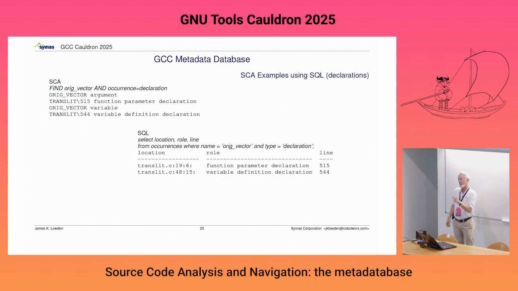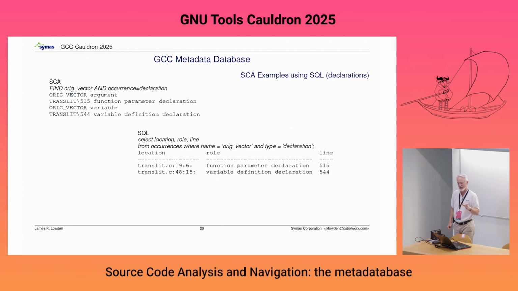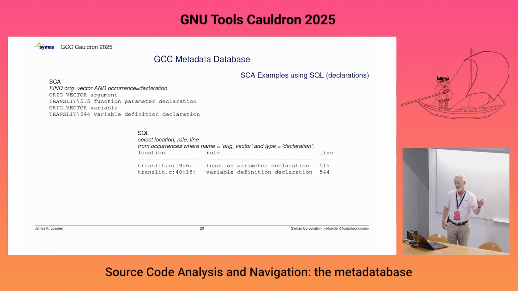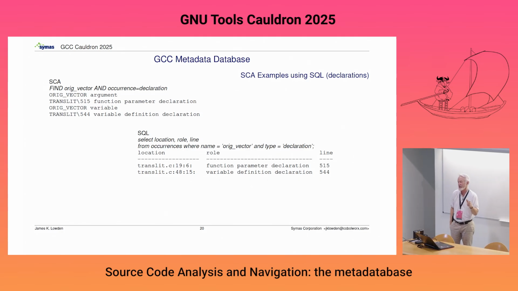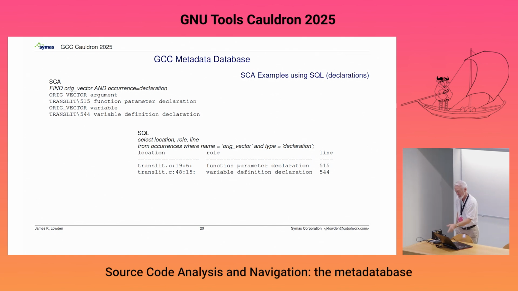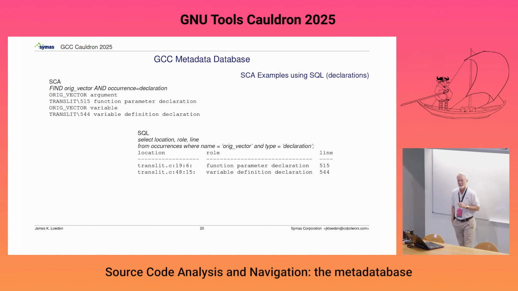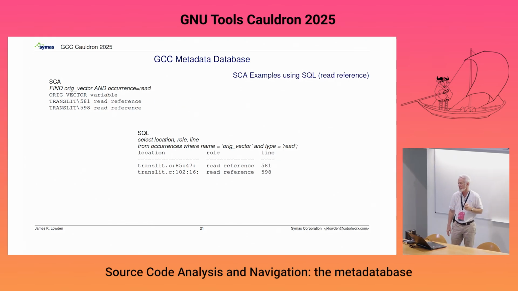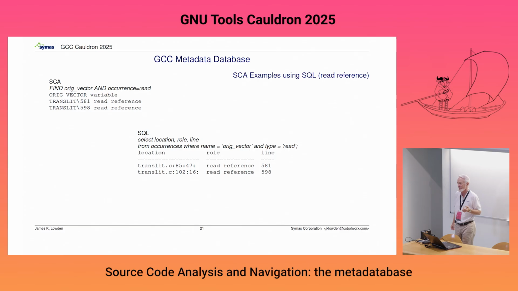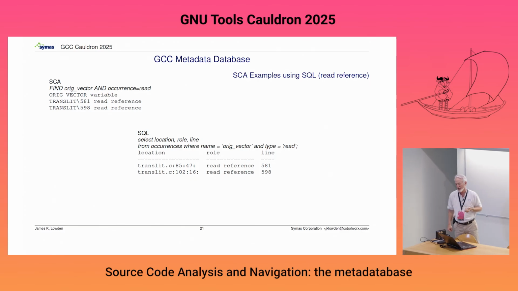So now we can constrain the question that we asked earlier. Instead of all of the occurrences of rig vector, can we find just the ones that are declarations? Indeed, we can. And how do we do that? We say where the type is the declaration. Can we constrain just the read references? Again, yes, we can. How do we do that? We say where the type is a read.